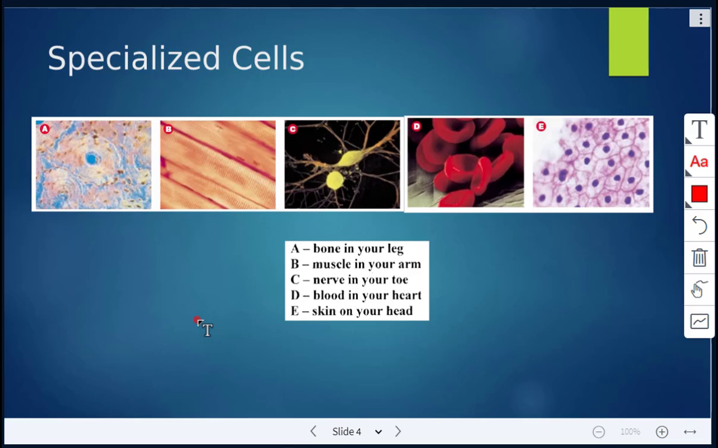Right, these are some more specialized cells. This first one here, A, this is a bone cell, for example, in the leg. These are muscle cells. C, these were the nerve cells, specifically a nerve cell in the toe. This was a muscle in the arm. This is red blood cells in the heart. And then E, this is the skin on your head.